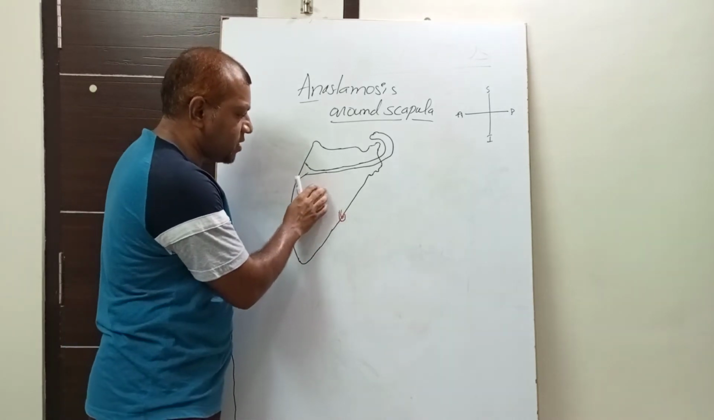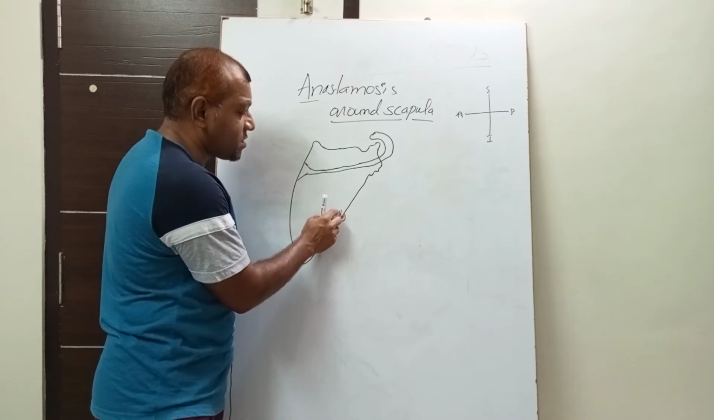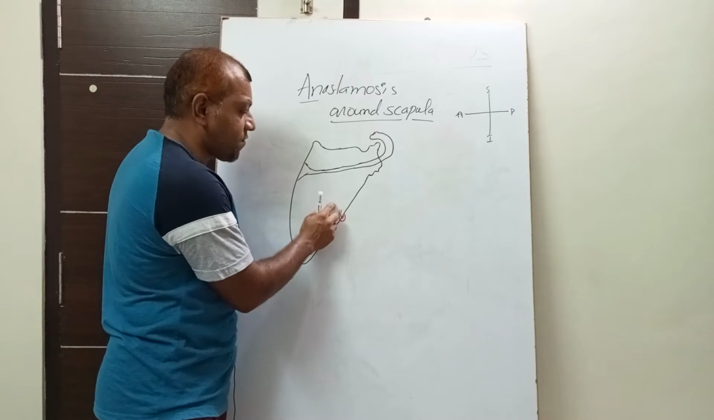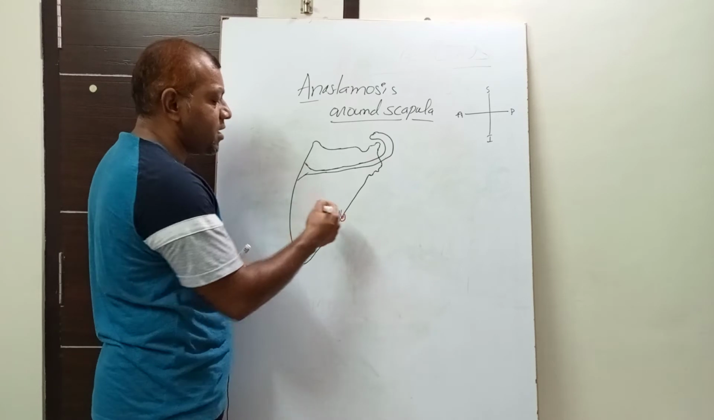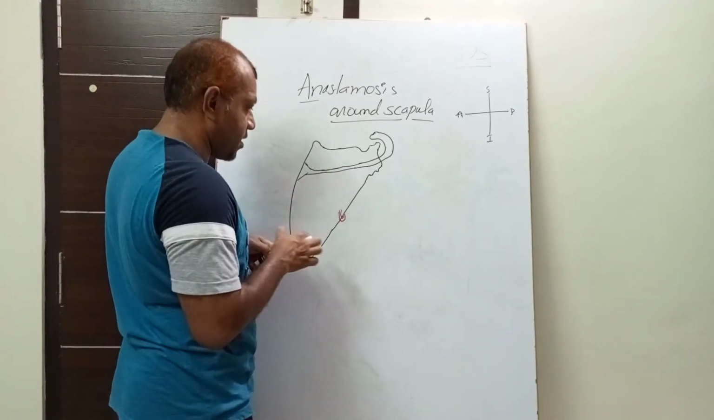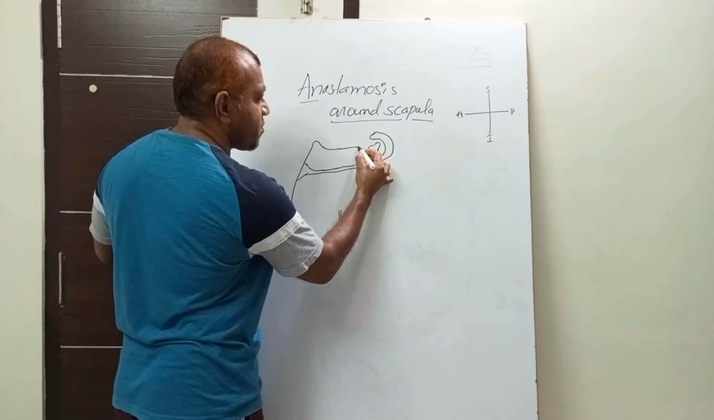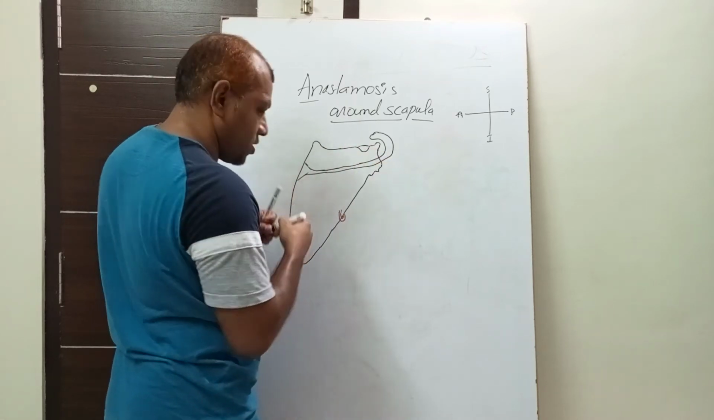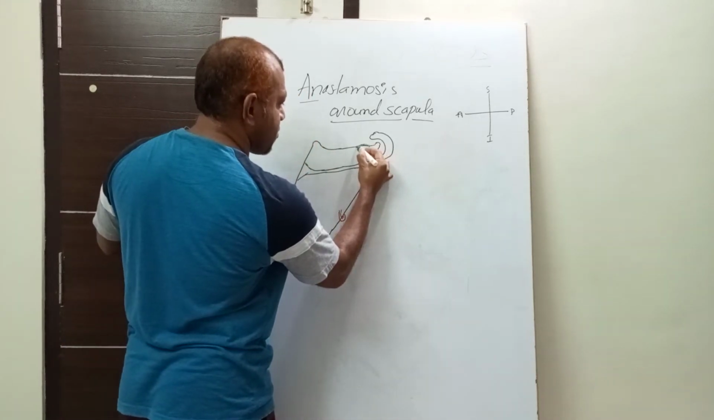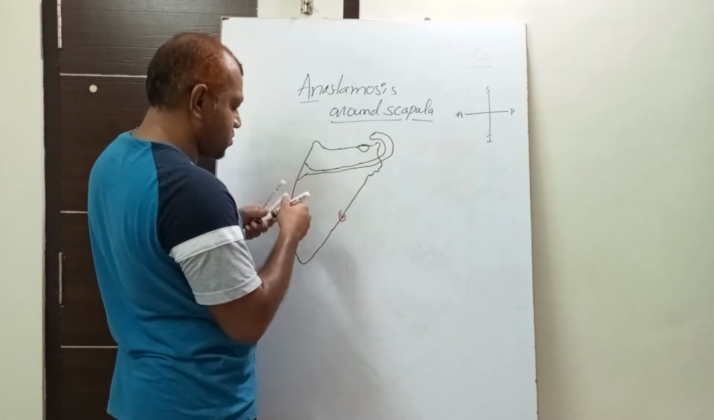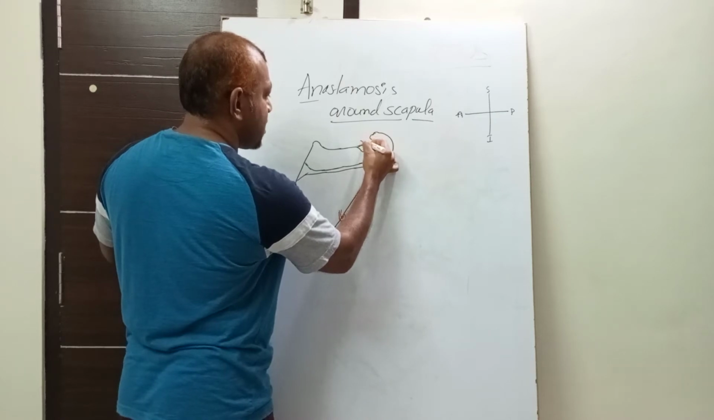At the deep surface, under the muscle, we can identify this circumflex scapular artery, which is extending and reaching the dorsal surface of the scapula. This is how the circumflex scapular artery is running. Whereas here, at the superior border of the scapula, there will be a ligament. That ligament is called the transverse scapular ligament.